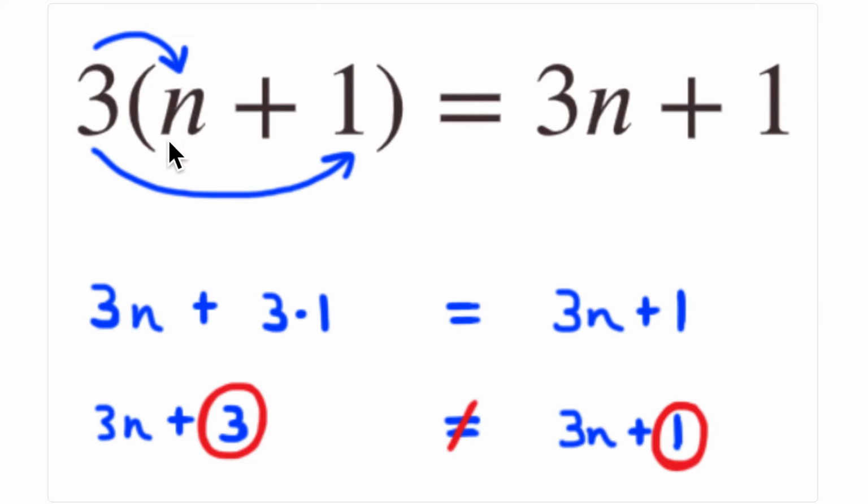So using the distributive property, this is 3n plus 3 times 1, and 3n plus 1 on this side, and that 3 times 1 becomes 3. If you go one step further and subtract 3n from both sides, you get 3 does not equal 1.